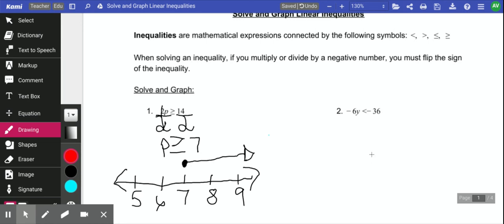Okay, let's try this one. We have negative 6y is less than negative 36. So the first thing I'm going to do is divide by negative 6 to both sides. These cancel. Get y over here, a negative divided by a negative is a positive, and this time we divided by a negative number. That means we need to flip the sign. So we have y is greater than 6.